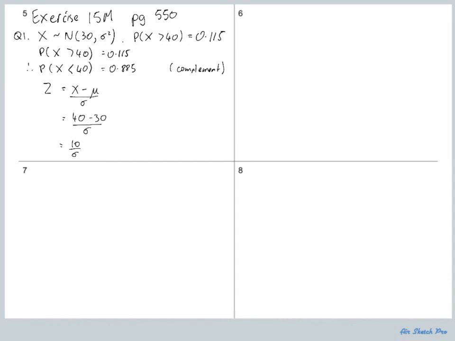That means the probability of x less than 40 is the same as the probability of z being less than 10 over sigma. This sigma is the sigma of the normal distribution, not the standardized one, which is just 1. So the probability of z less than 10 over sigma is equal to 0.885. Now that we've standardized it, we can use our standard distribution.